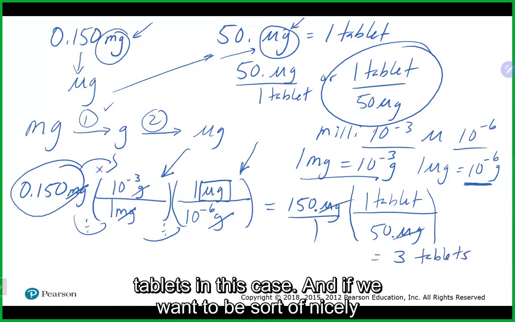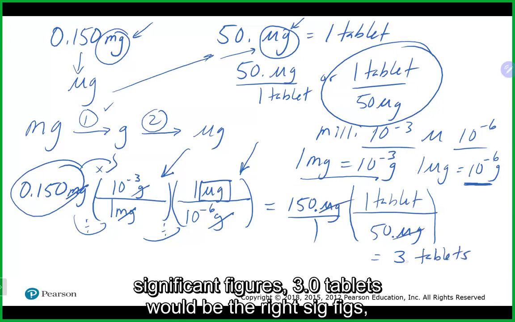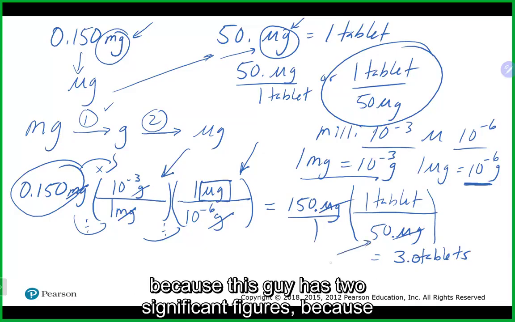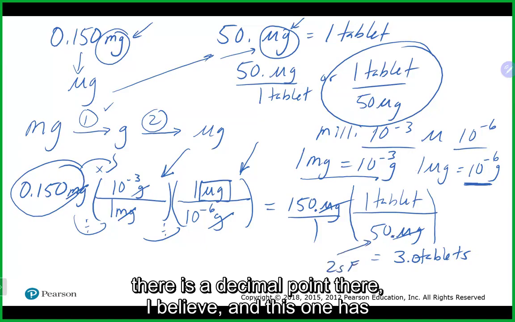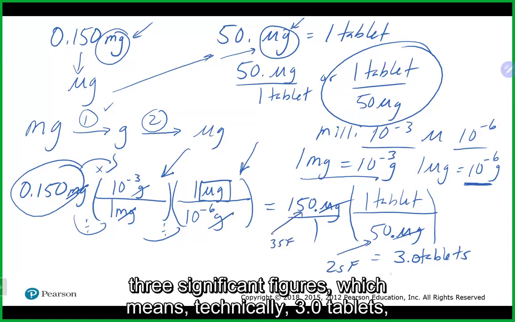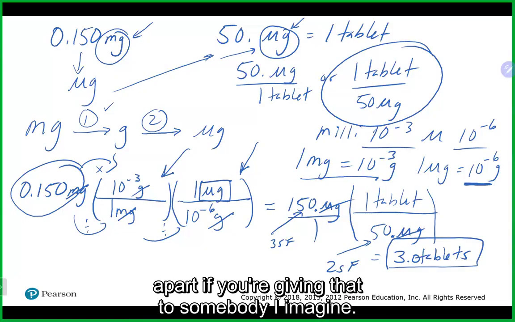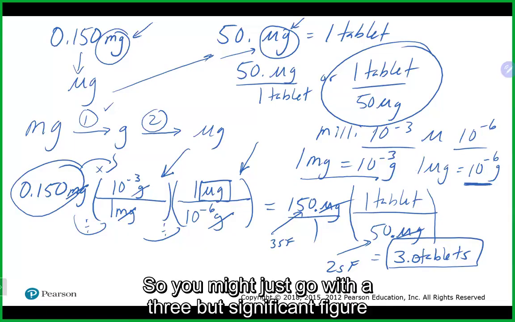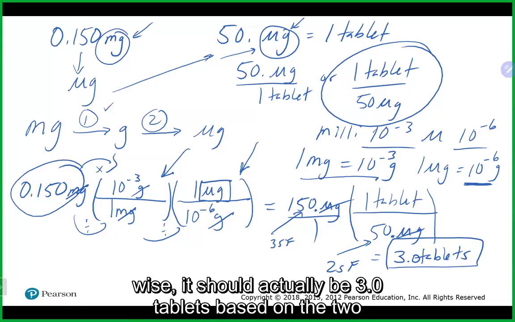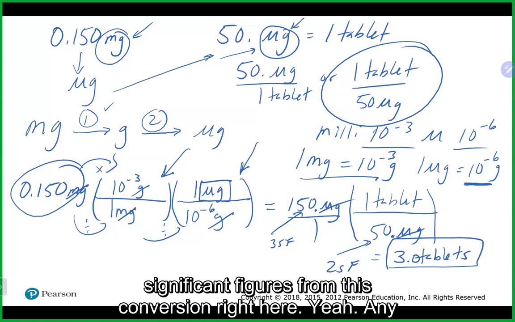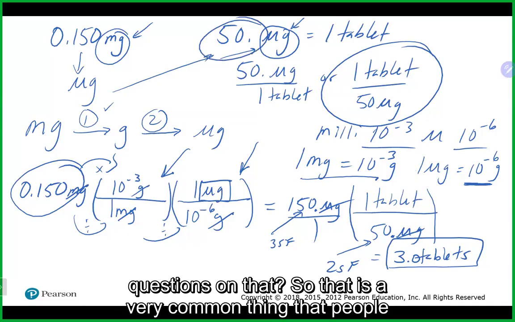And if we want to be nicely significant figures, 3.0 tablets would be the right sig figs because this guy has 2 significant figures because there is a decimal point there, I believe. And this one has 3 significant figures, which means technically 3.0 tablets. Although in most cases, you probably want to break a tablet apart if you're giving that to somebody, I imagine. So you might just go with a 3. But significant figure wise, it should actually be 3.0 tablets based on the 2 significant figures from this conversion right here. Any questions on that?